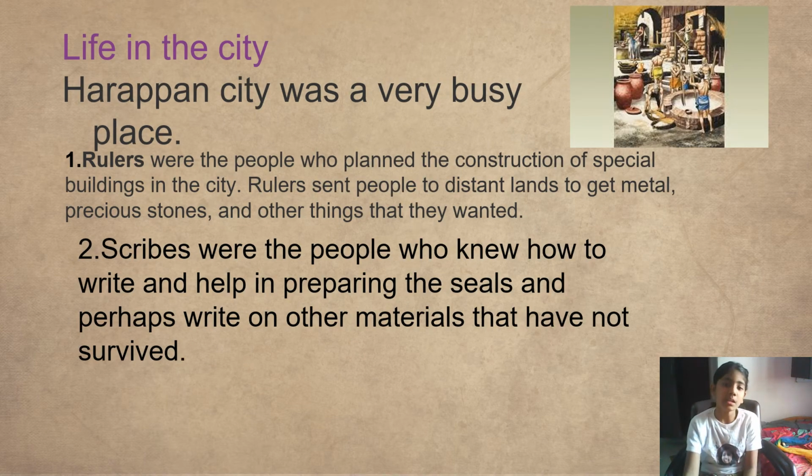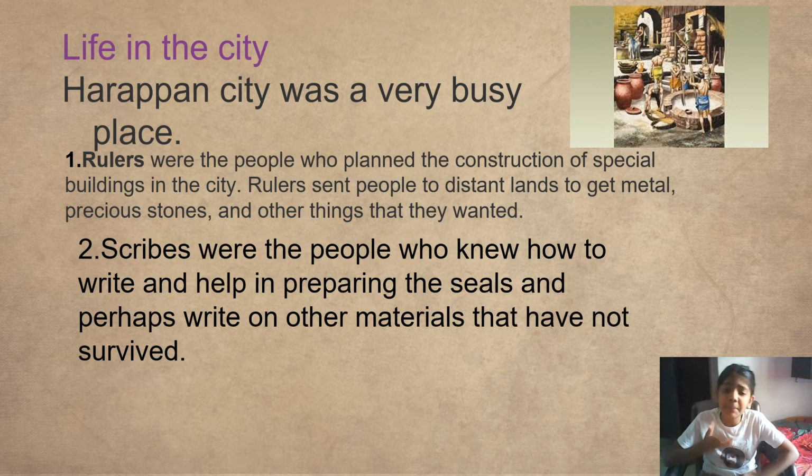Now it's time to see life in the city. The Harappan city was a very busy city. Rulers were the people who planned the construction of special buildings in the city. As given in the textbook, the people who planned and constructed were mainly rulers.